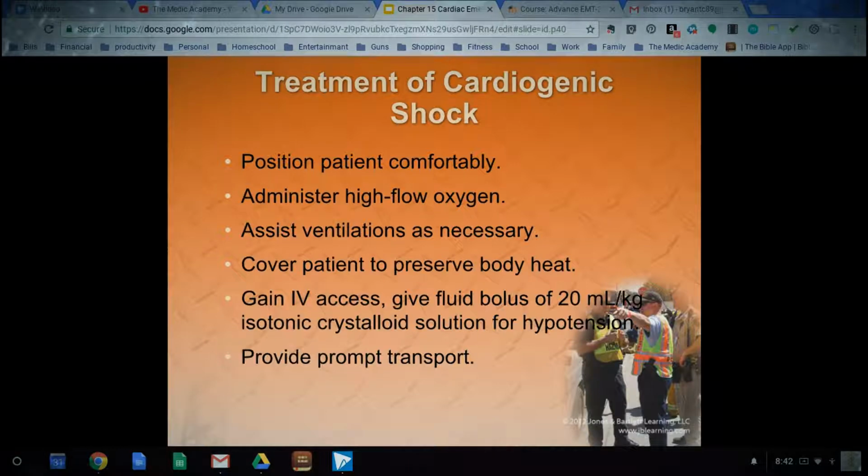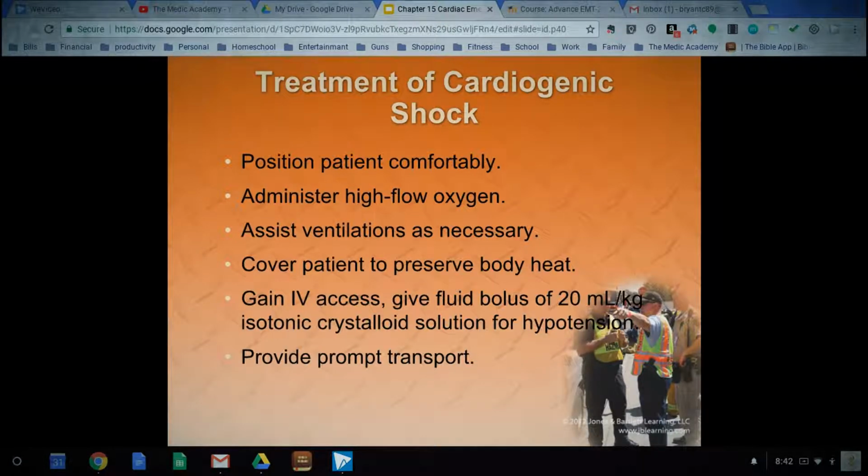Some treatments that we should consider for a patient in cardiogenic shock: one is to position the patient in a position of comfort so that they can breathe more adequately. Administer high flow O2, and if you need to, assist ventilations. Cover the patient to preserve body heat, because since they're hypoperfused, they can become easily hypothermic. We need to gain IV access and give fluid boluses of 20 milliliters per kilogram of isotonic crystalloid solution for the hypotension.